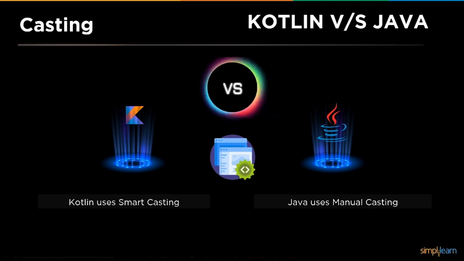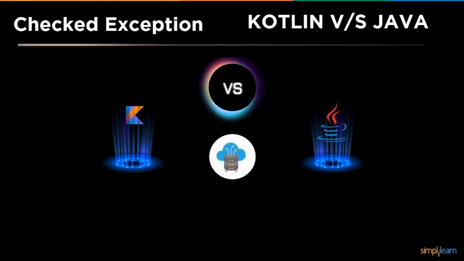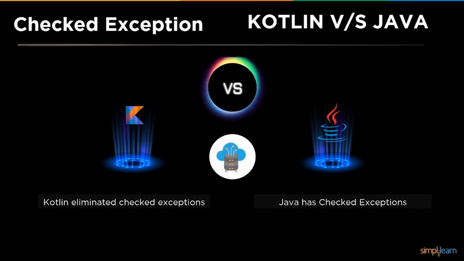Next ahead, we have checked exceptions. In Kotlin, we don't have checked exceptions, so developers don't need to declare or catch exceptions, which has advantages and disadvantages. While on the other hand, in Java, we have checked exception support, which makes developers declare and catch exceptions, which ultimately leads to robust code with good error handling.